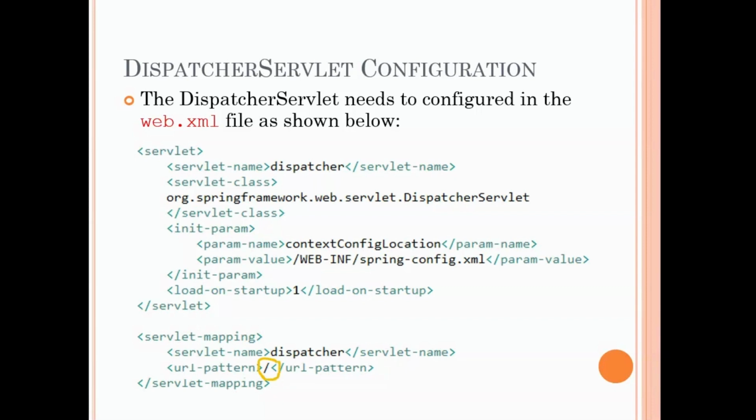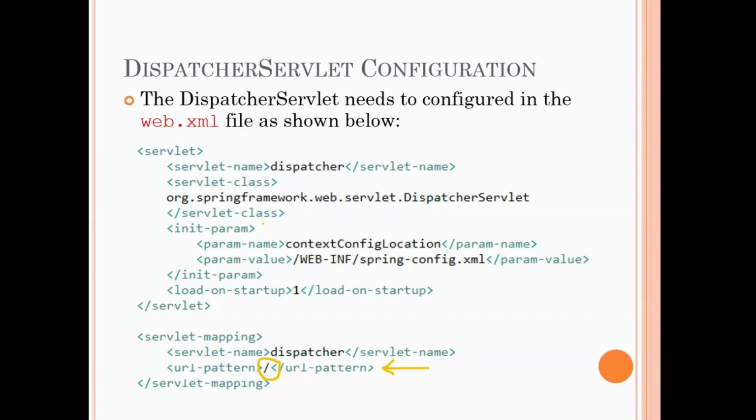Now this here means that all incoming requests are going to pass through it. So you have to mention that slash here if you want all your incoming requests to pass through it. That URL pattern that we have defined here is very important for us. Now coming back to init param.